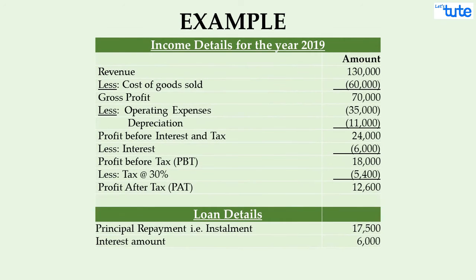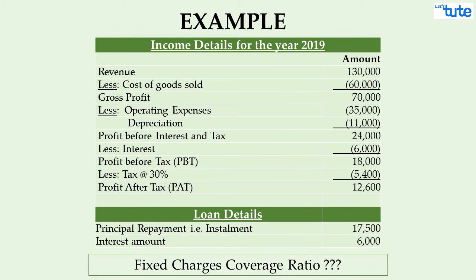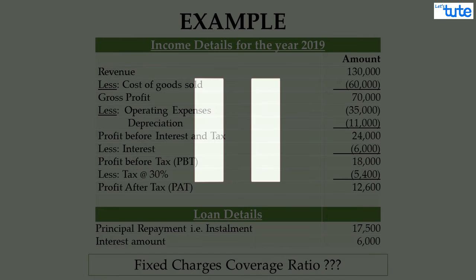So let's find the fixed charges coverage ratio from the given example. Here, earnings before interest and tax is 24,000, depreciation is 11,000, and tax rate applicable is 30%. Also, the loan detail shows interest is 6,000 and installment amount is 17,500. So now people, try calculating fixed charges coverage ratio. You can pause this video and try by yourself.